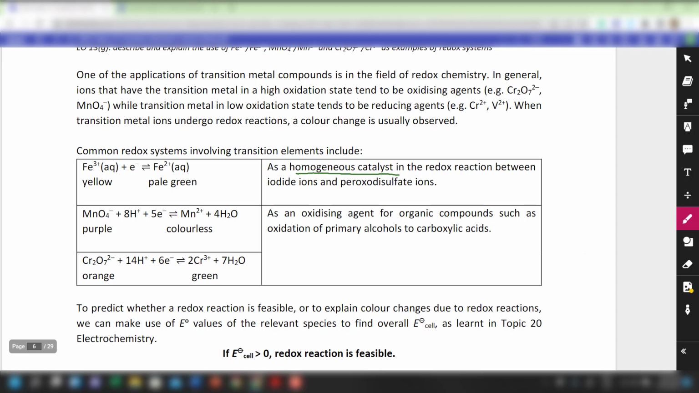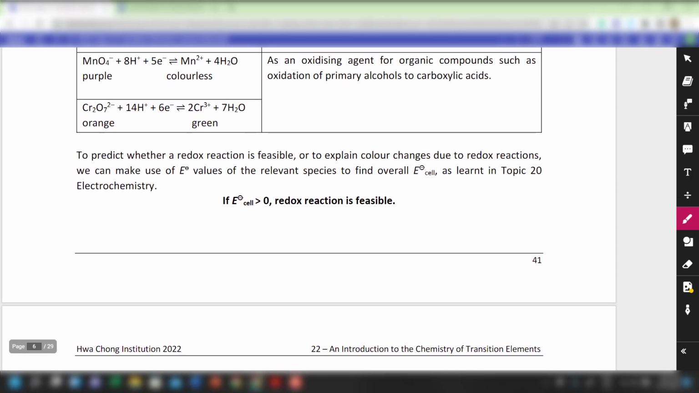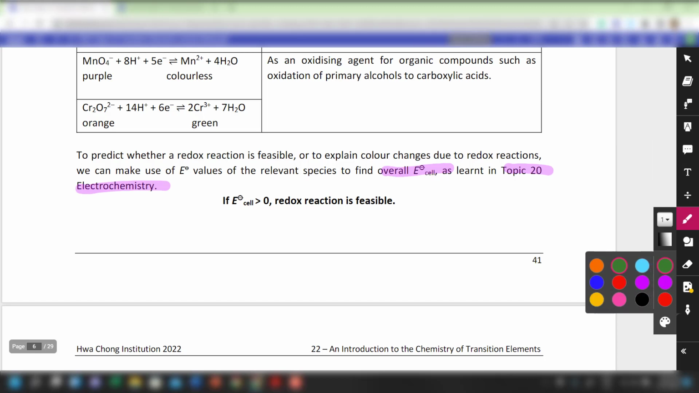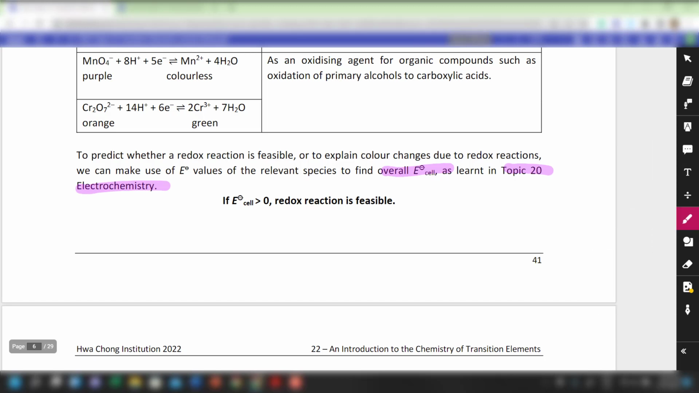Dichromate, chromium 3, we are also familiar with it because it is often used to oxidize primary alcohols to aldehyde and then to carboxylic acid, and of course secondary alcohols to the ketone. Then to predict whether a redox reaction is feasible or to explain color change, we can make use of E0 values of the relevant species to find an E cell. We learned about this in topic 20 on electrochem. So there's a reason why we teach transition elements after electrochem, because the two topics are intimately related.